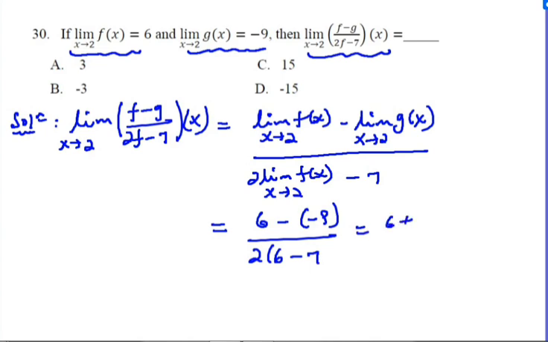This is 6 plus 9 over 12 minus 7, 15 over 5. The result is 3. Therefore, the limit of the given expression is 3.